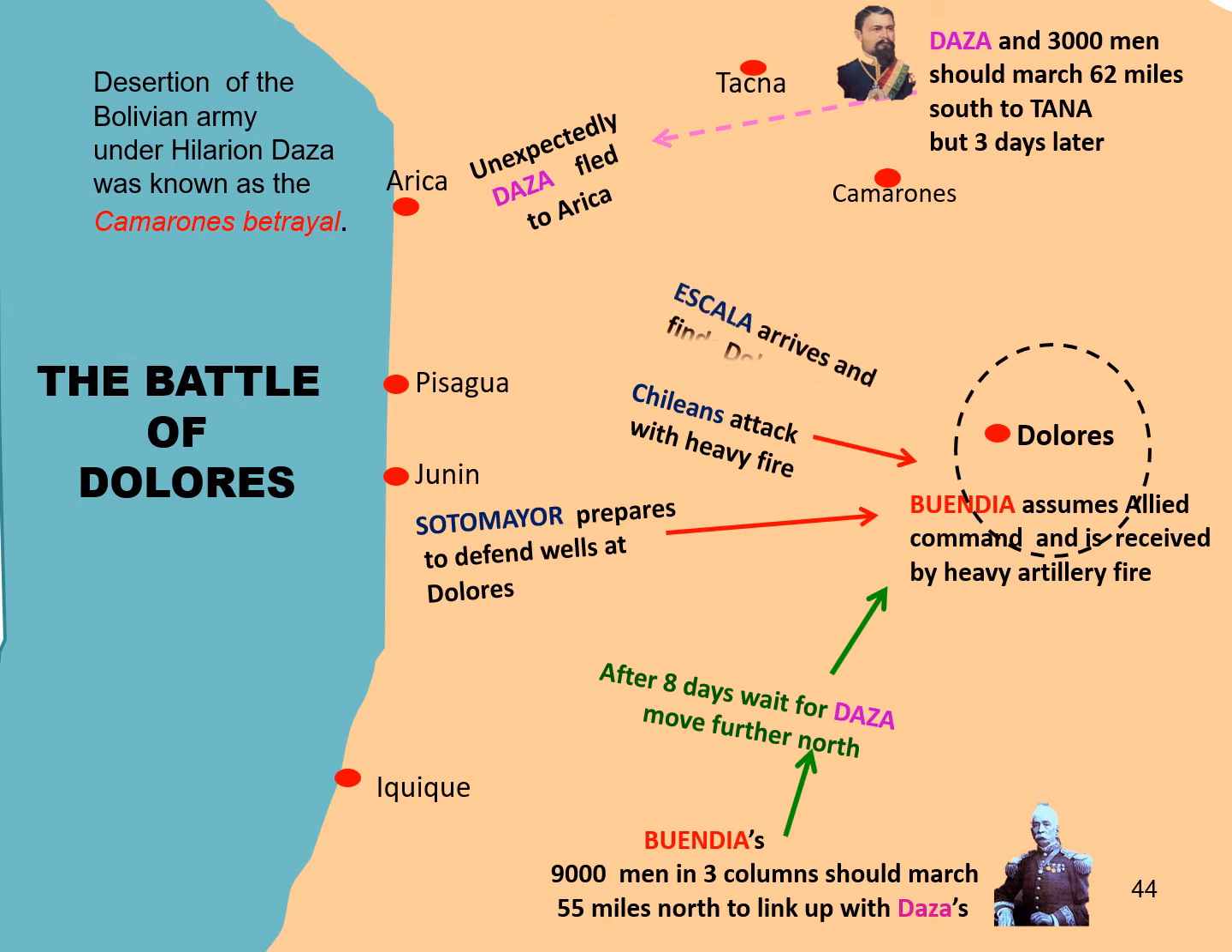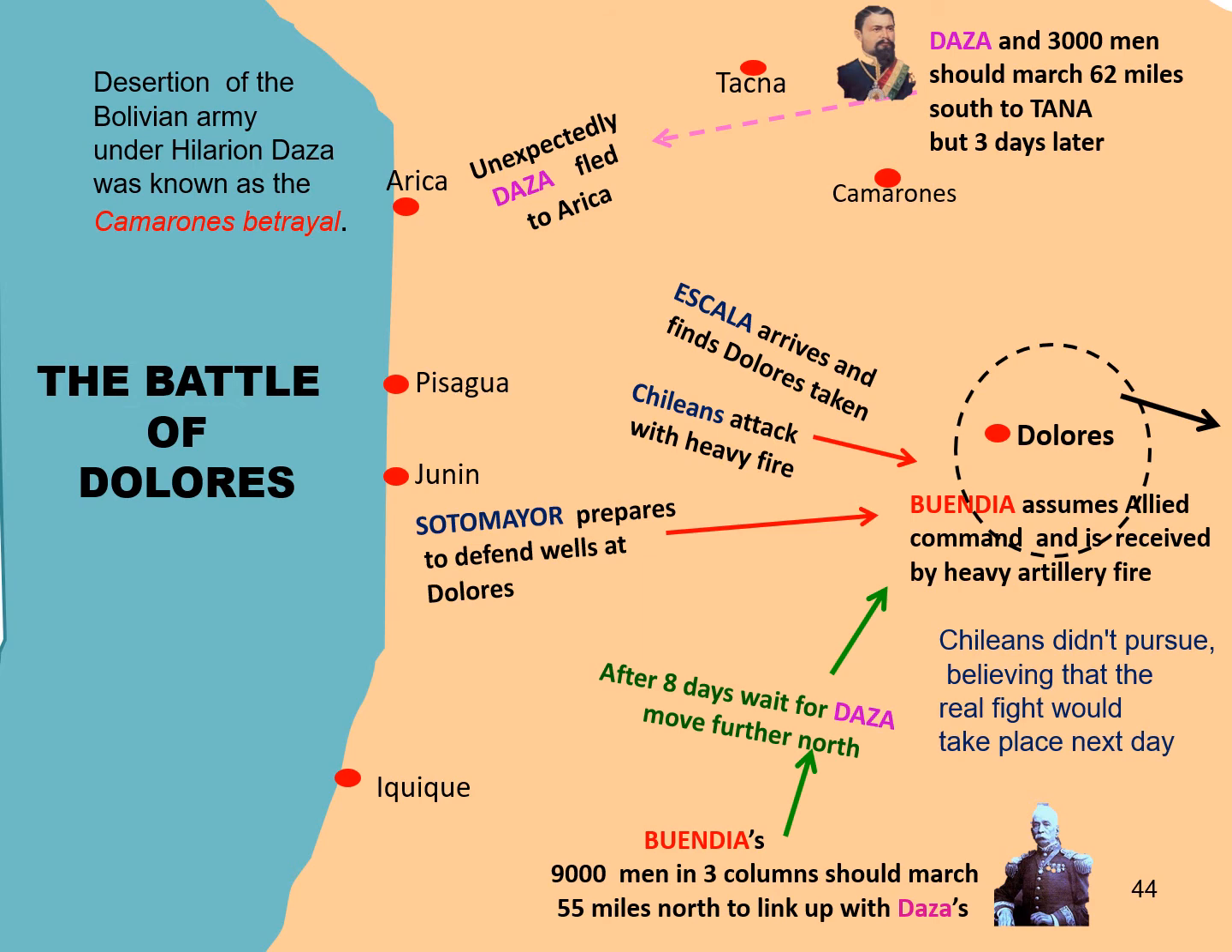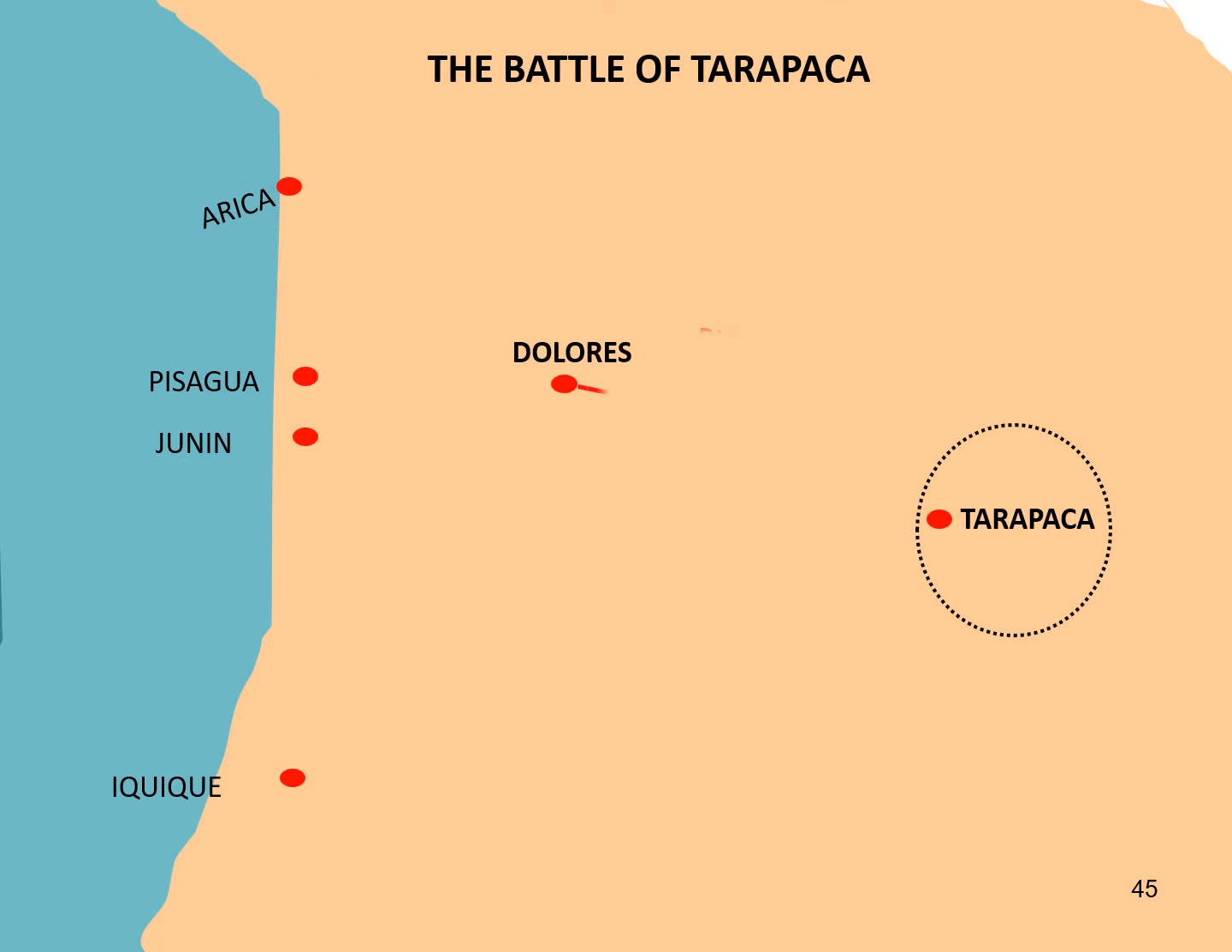And when General Escala arrives, he finds Dolores taken. The Bolivian officers try to contain the retreat of their soldiers, who fled in all directions. The same happened with the Peruvian cavalry that flanked, and troops also fled. Yet the Chilean army didn't pursue the soldiers, believing that the real fight would take place the next day. General Buendía escaped from Dolores to Tarapacá.